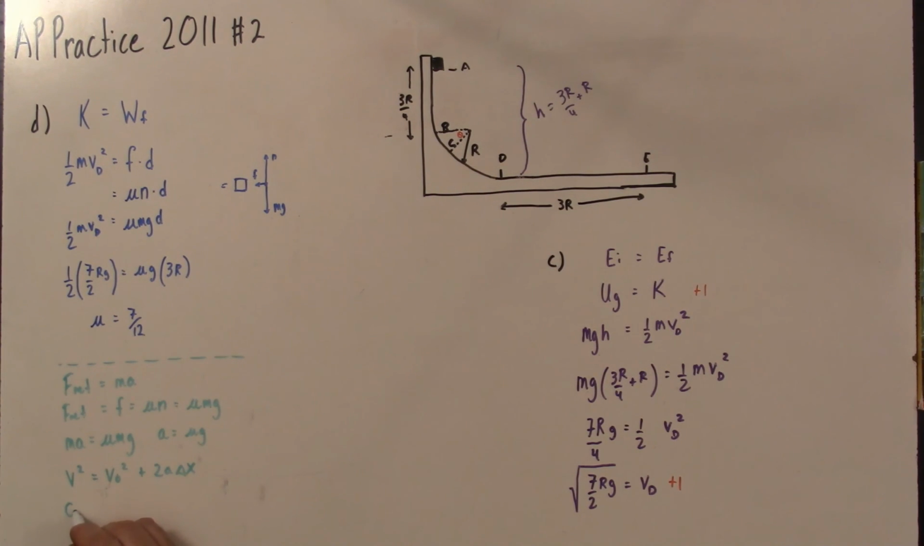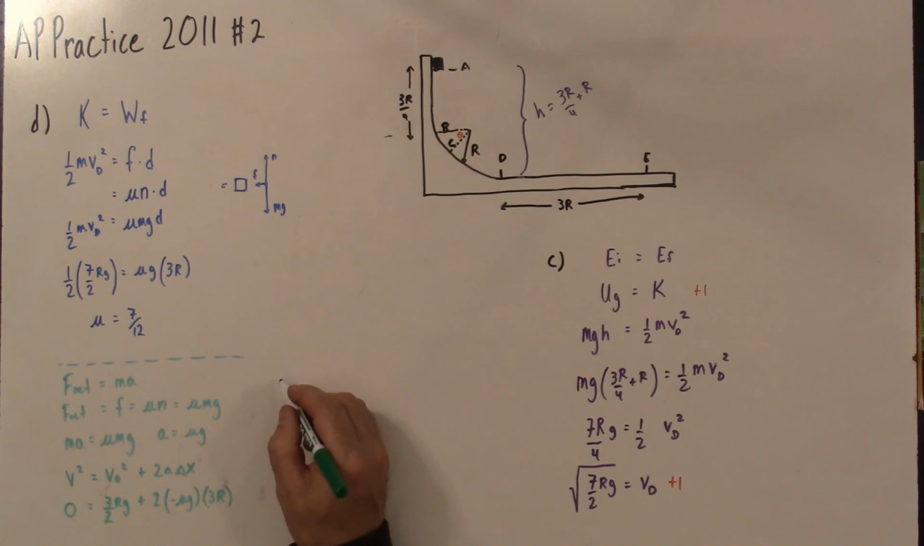So 0 is equal to, again, this is squared, so I'm going to get rid of the square root, 7/2 rg plus 2 times, and this is where it's a little tricky because it's moving to the right, so the velocities are positive, so the acceleration is negative, so I'm going to put in negative mu g here. And this is 3r. I'm going to come up here to finish.